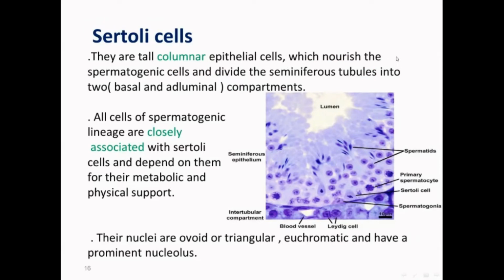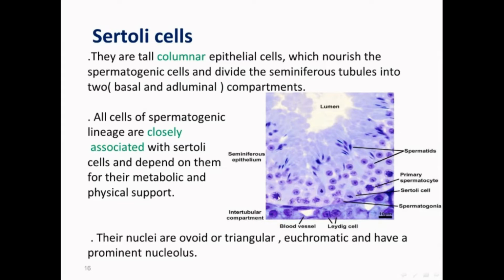Sertoli cells, which are tall columnar epithelial cells, are large and non-dividing cells. The major function is supportive, physically supporting the spermatogenic epithelial cells and giving nourishment. This section shows the spermatogenic epithelium at various stages of development, starting from here, the spermatogonia, and then these are the spermatocytes.